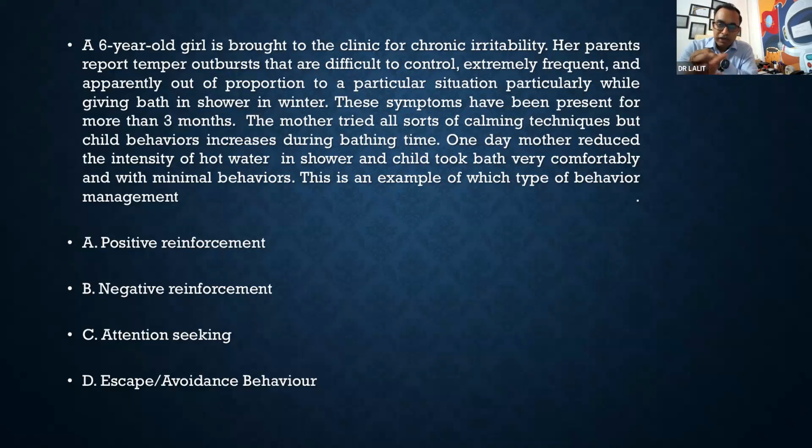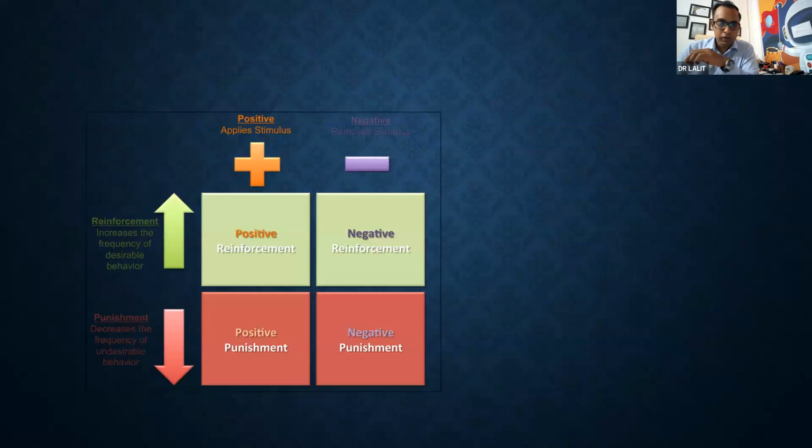So mother reduced the intensity of hot water and the child's behavior reduced. It became better. So it's an example of negative reinforcement. I hope I have made myself clear in this. So this is what I have explained, negative and positive reinforcement. Negative reinforcement never means that we are getting a negative behavior from the child. It's a misnomer. It means that you are getting a desired behavior by removing some stimulus from there.